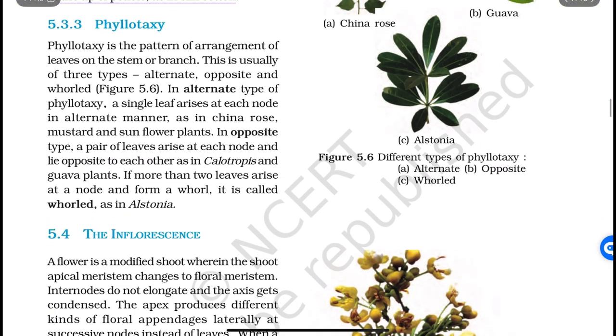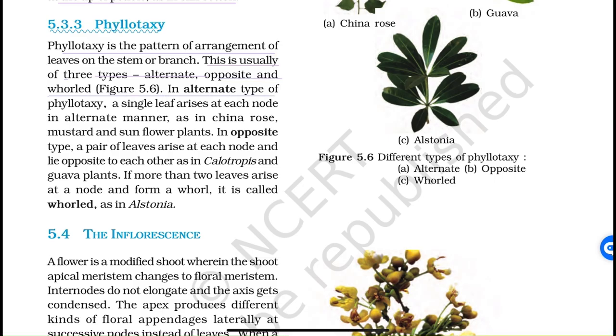Phyllotaxy. The next topic we are going to study is phyllotaxy. Phyllotaxy is the pattern of arrangement of leaves on the stem or a branch. This is usually of three types: alternate, opposite, and whorled.